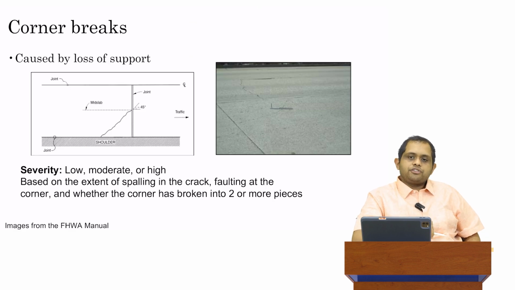So let's start talking about the other distresses. Broadly, these are related to corner breaks. These are related to cracking. So the first type of cracking is what we call corner cracking, or in more informal terms, it might be called a corner break. So here's what we have.